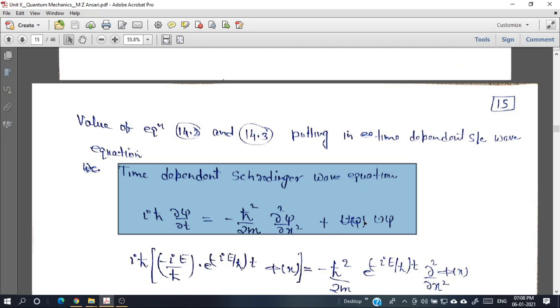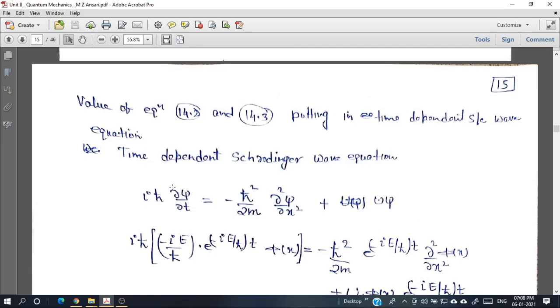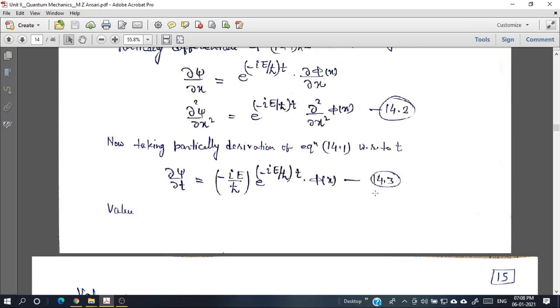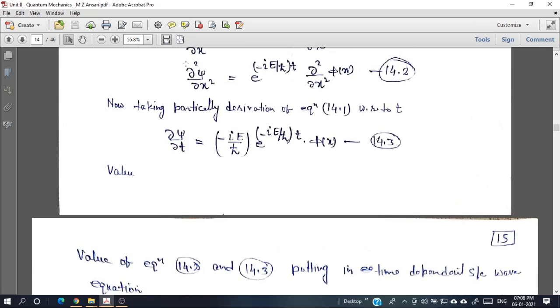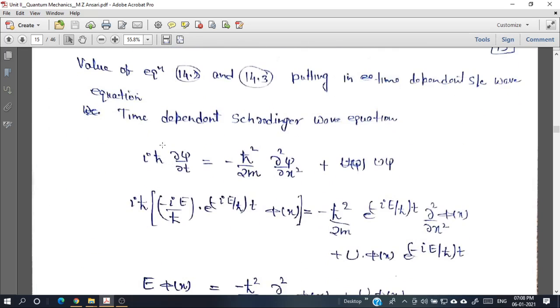We have taken this value from the time dependent Schrodinger equation. So equations 14.2 and 14.3 tell us about psi, del 2 psi upon del x square, and del psi upon del t. Now we are putting the values into the time dependent Schrodinger equation.